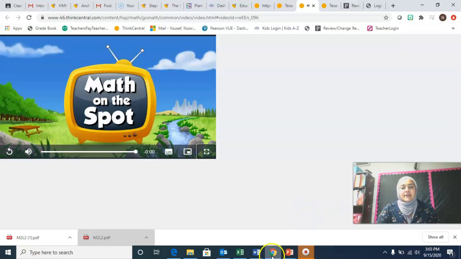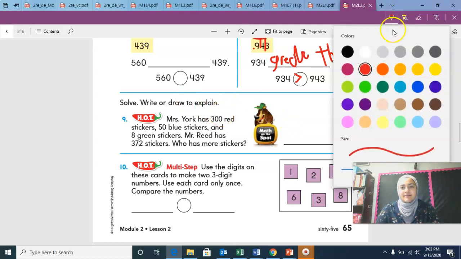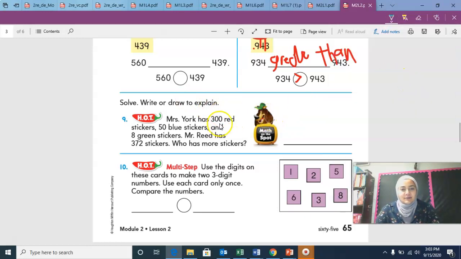All right, awesome. So based on her problem, it's very similar to these two. So let's go ahead and read. It says, Mrs. York, oh, look, the same person. The numbers will be different, okay? Mrs. York has 300 red stickers, 50 blue stickers, and 8 green stickers. Mr. Reed has 372 stickers. Who has more stickers?